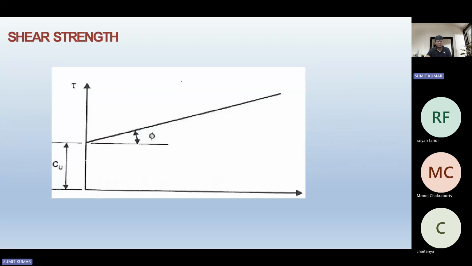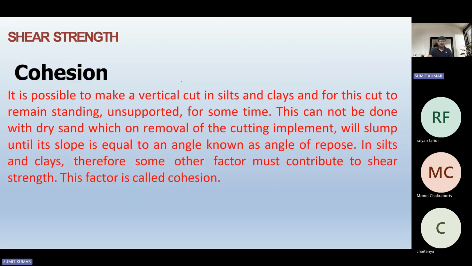Now, what do we mean by cohesion? We already read about it in the other PowerPoint presentation, but let me read this for you. It is possible to make a vertical cut in silt and clay, and for this cut to remain standing unsupported for some time without collapsing due to its own weight. This cannot be done with dry sand, which on removal of the cutting implement will slump until its slope is equal to the angle known as the angle of repose. In silt and clay, therefore, some other factor must contribute to the shear strength. This factor is called cohesion.